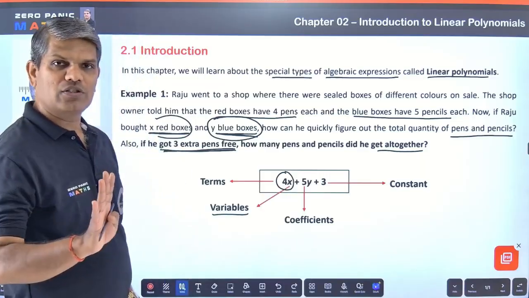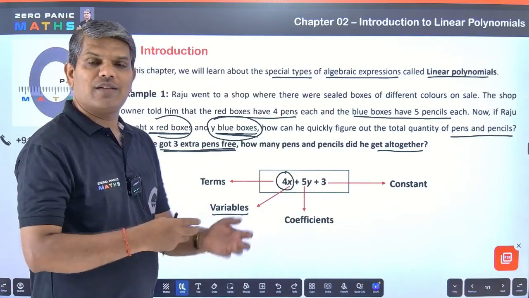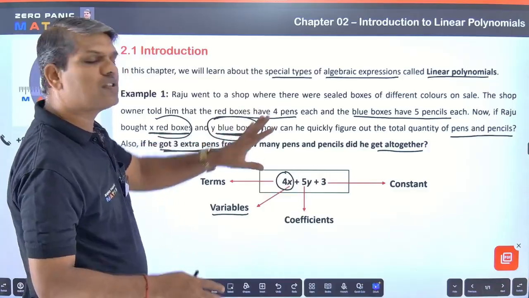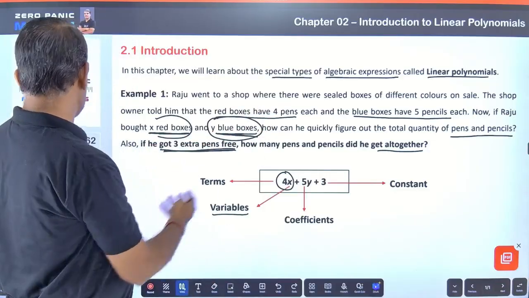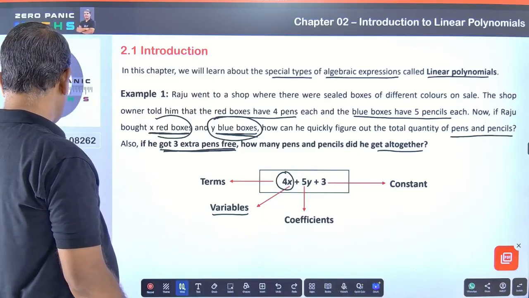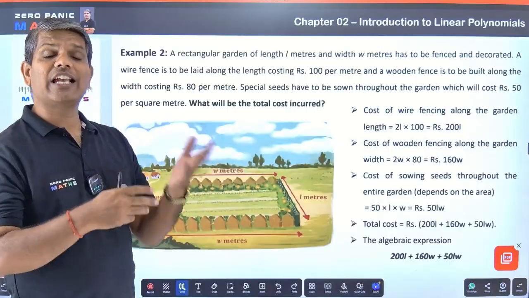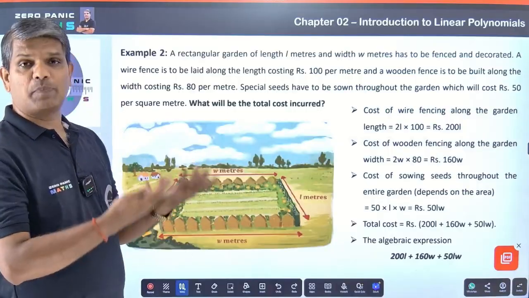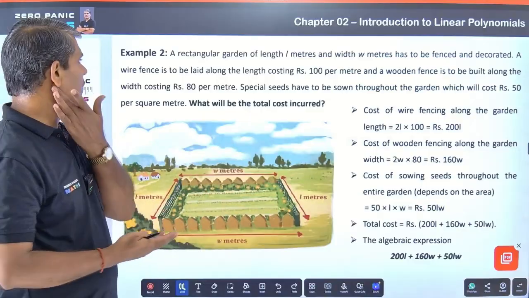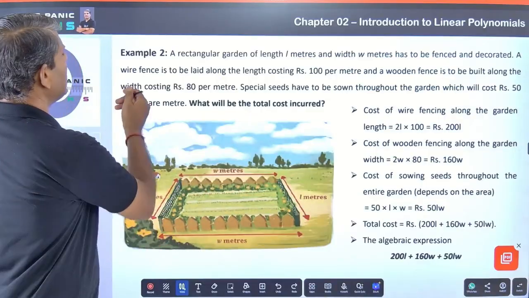Okay, you understood this? Now I took some little more time to explain this because this is the first example. We will see some more examples which similarly explain how we convert the real-time problem into an expression or a polynomial. So let us see example 2.